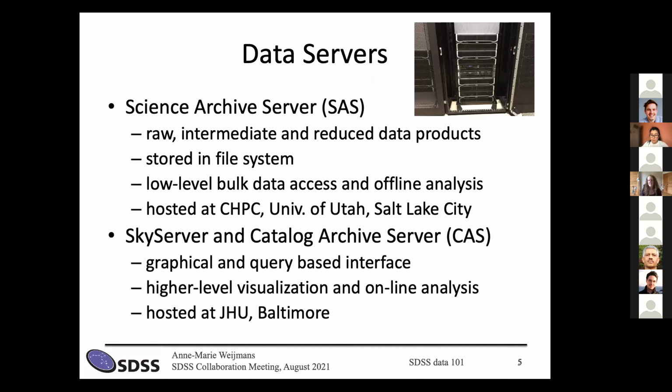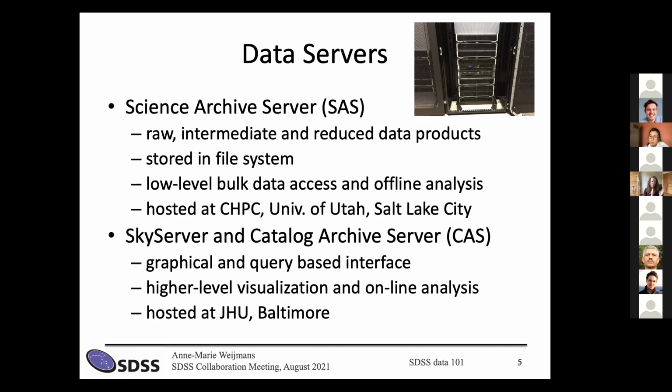Now, when talking about data, I think I should first start with two of the main acronyms and what they mean. And that is, on the one hand, the SAS, the Science Archive Server. And on the other hand, it's the CAS, the Catalog Archive Server. And these two servers together is basically where the SDSS data lives. So what is the difference between them?